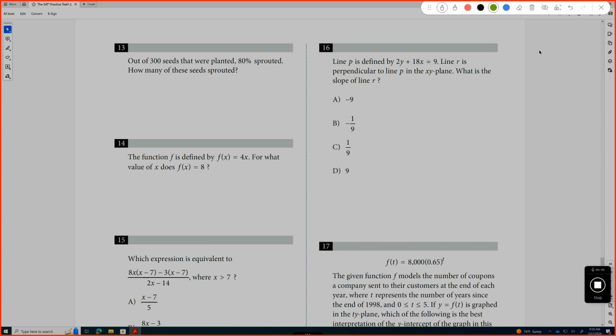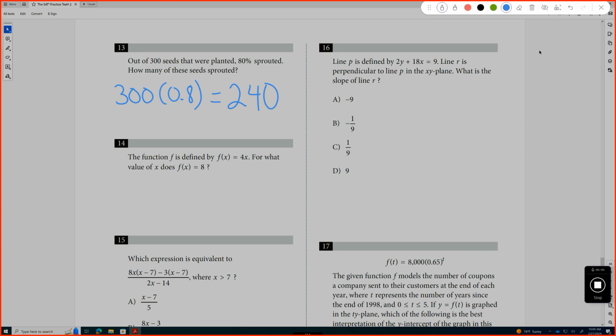Okay, next is, again, 80% of 300. So we convert 80% into a decimal, which is 0.8. It has to be less than 300 because it's not 100%. It's 80. 3 times 8 is 24. So the answer here is 240. That's it. You're done. Easy question. Do the easy first so you have time for the ones later.